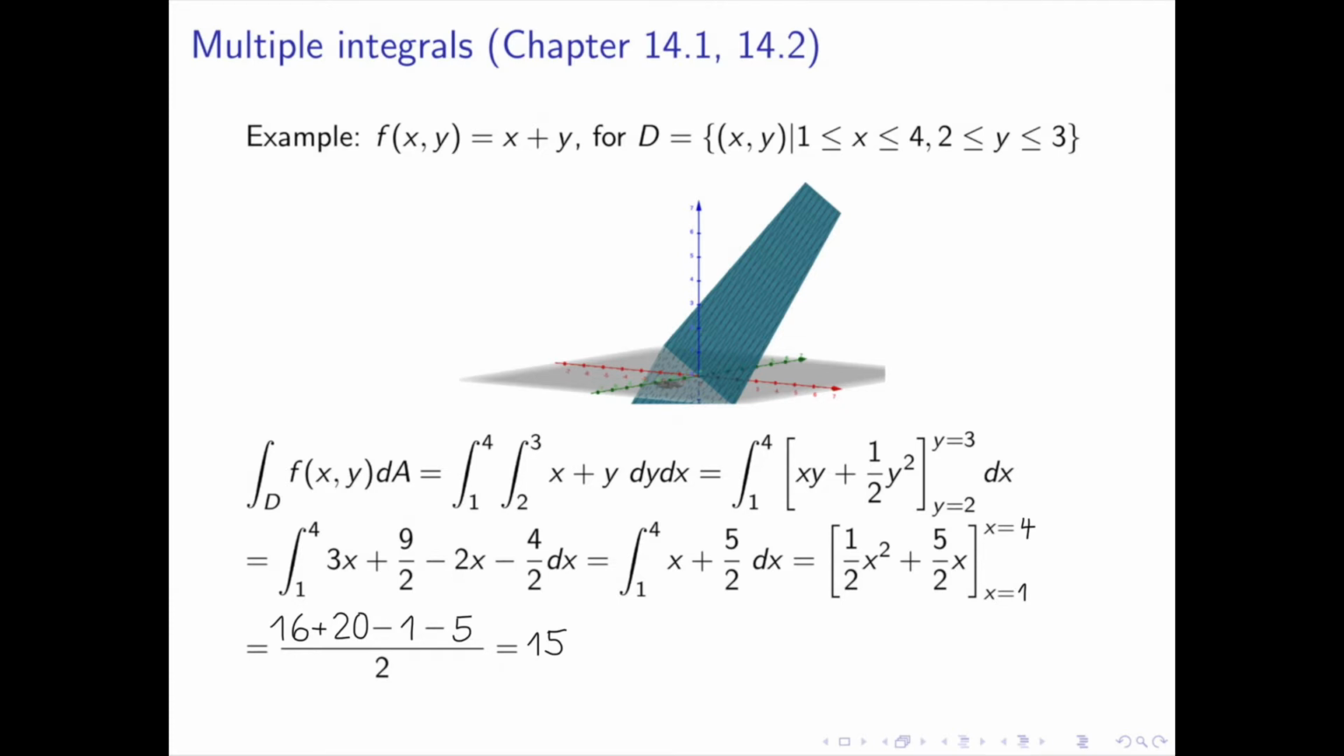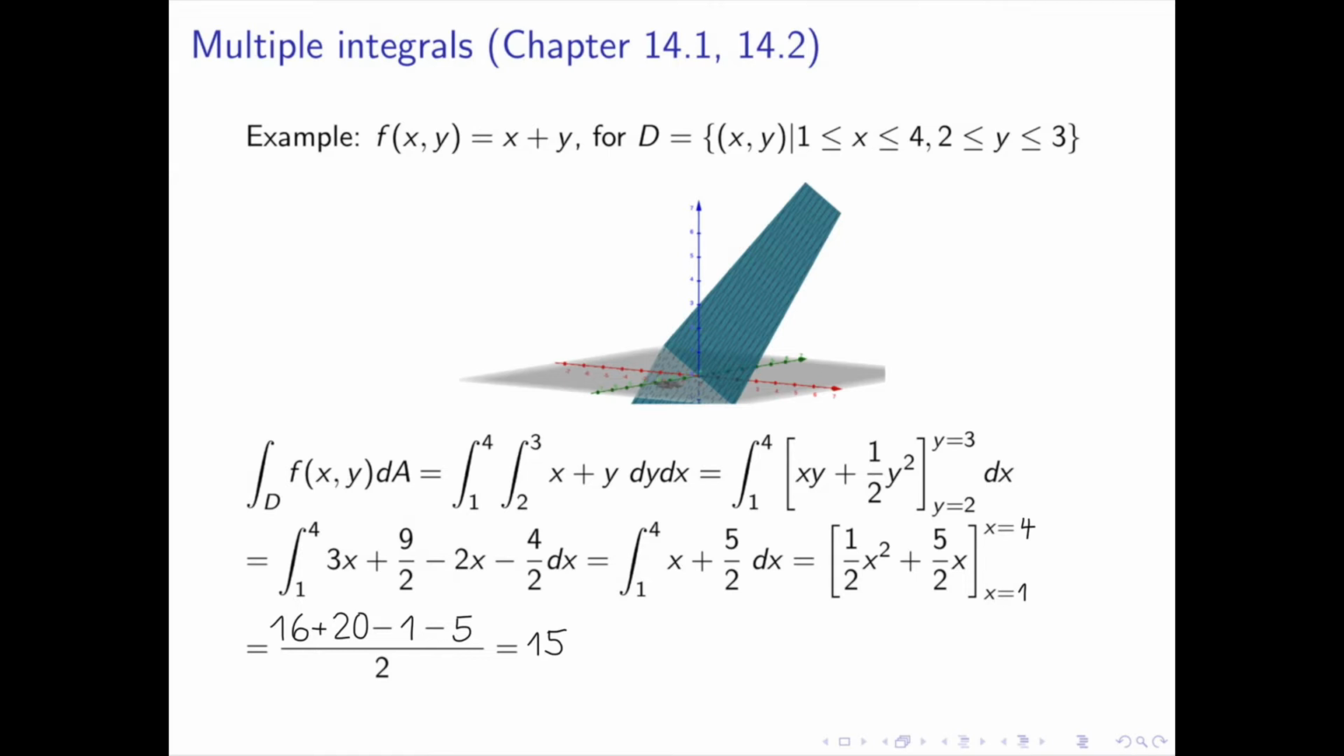Next step, we're computing the inner integral. Remember, x here is fixed and y is a variable, so x is a constant, and x integrated for y is just x times y. y integrated is a half y squared. The boundaries are 2 and 3. We write these out and have an integral that has no variable y any longer.